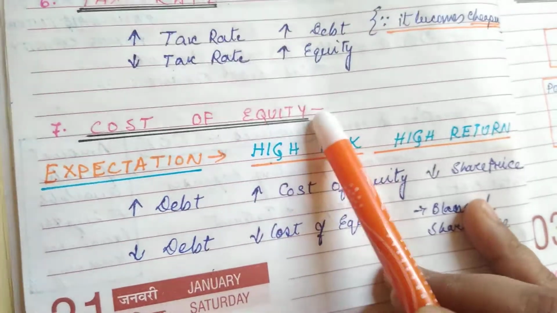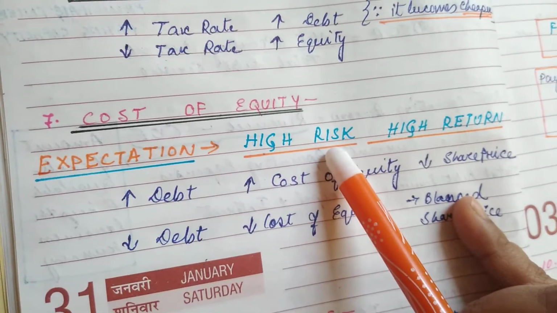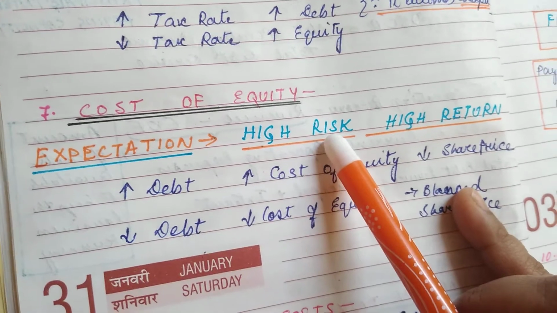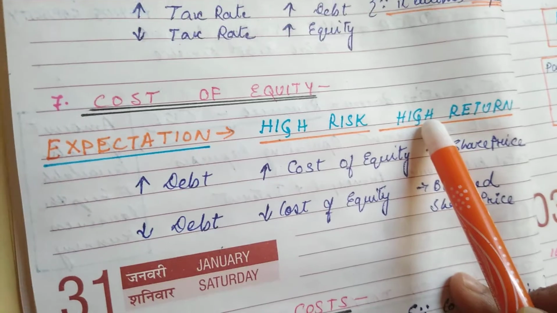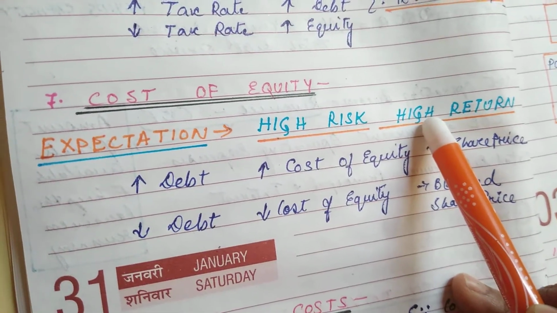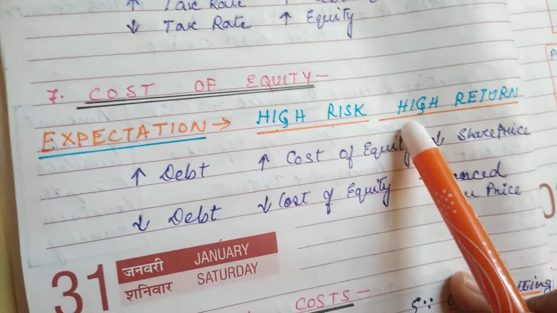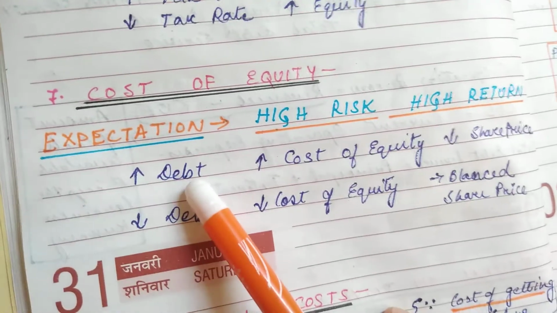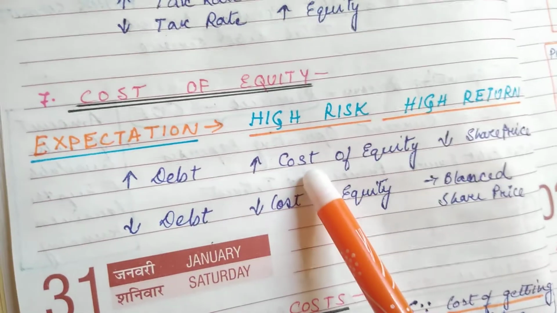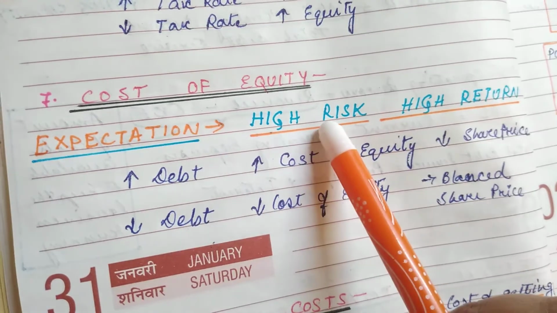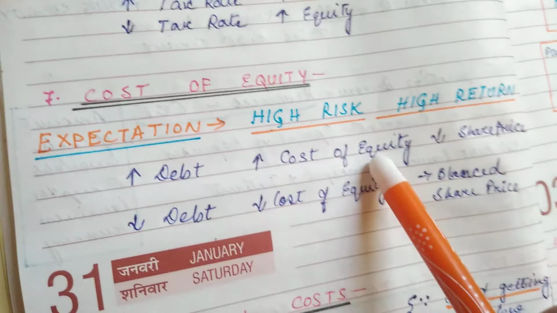Now cost of equity means what? The cost of equity is that if we are taking a high risk, then definitely we will expect a higher return. This is normal expectation by anybody. So if we are taking up a high risk, we will expect a higher return. So when we are taking more debt, when we are borrowing more money, then the cost of equity is going up because the risk is going up. If there is more risk, we will expect high return. So the cost of equity is going up.